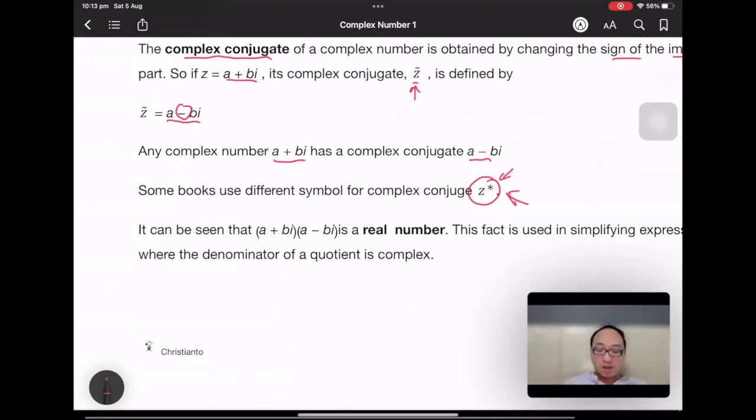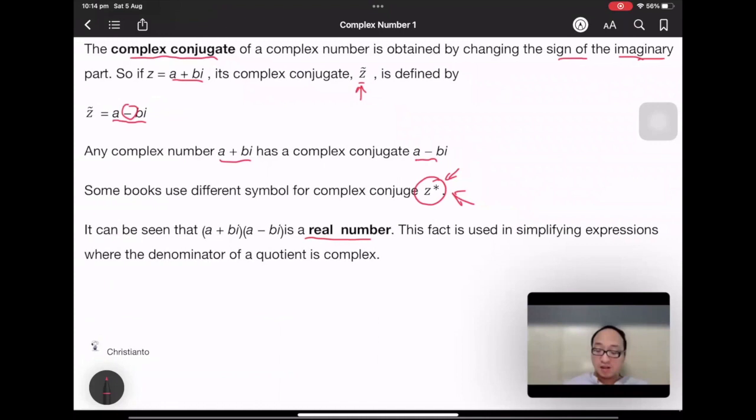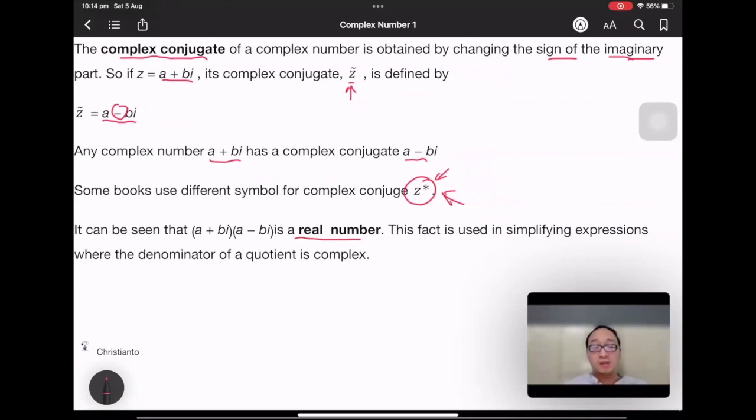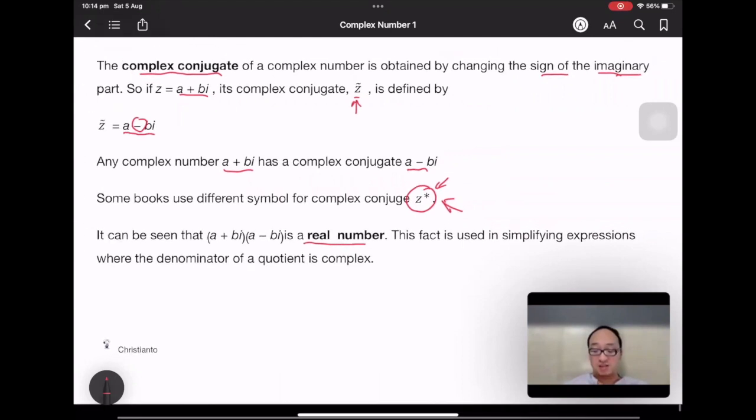What happens if we multiply a complex number and its conjugate? You will get a real number. That's why we can multiply a complex number by its conjugate to remove the complex number properties when we divide a number by a complex number.